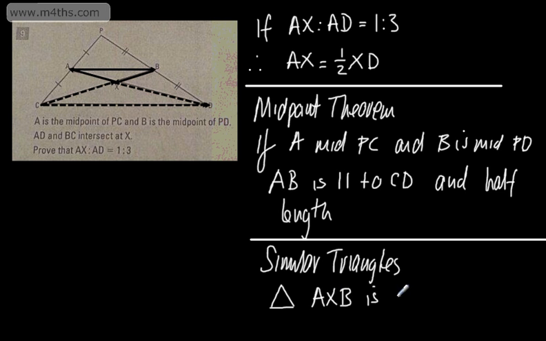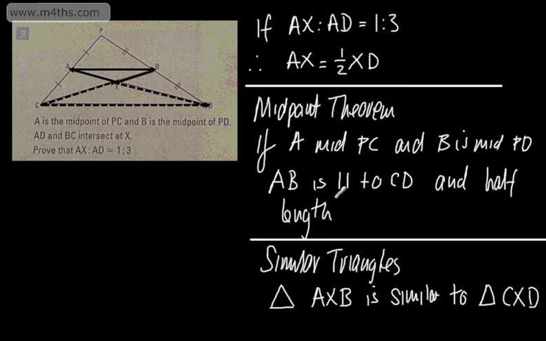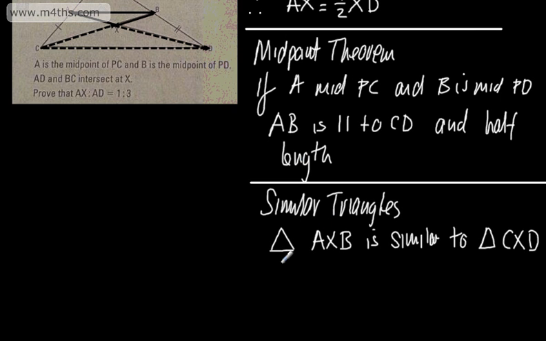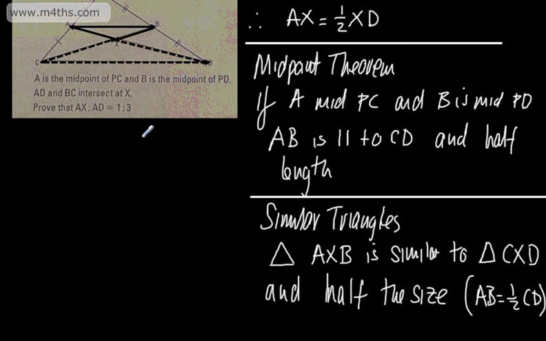AXB is similar to triangle, and what have we got? CXD. Now, if it's similar, it is half the size, given this midpoint theorem, because AB is half the length. So similar triangles, and if you want to put in brackets, AB is equal to 1/2 CD.